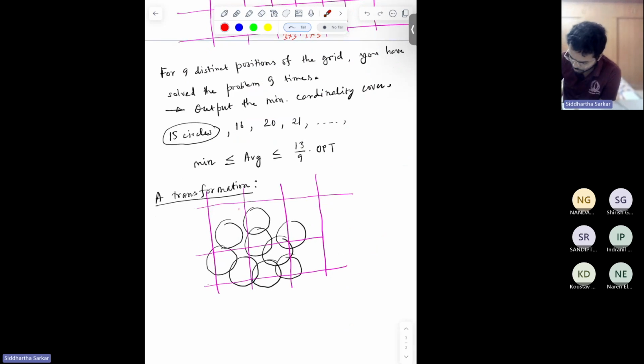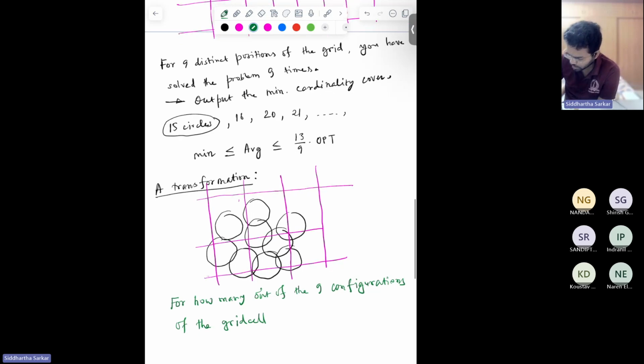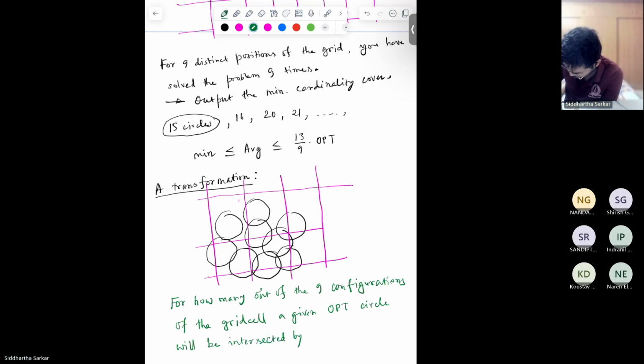So the question I will write down. For how many out of the 9 configurations of the grid cell will a given optimal circle be intersected by the grid? That is the question we want to answer, and here we have to be very careful.